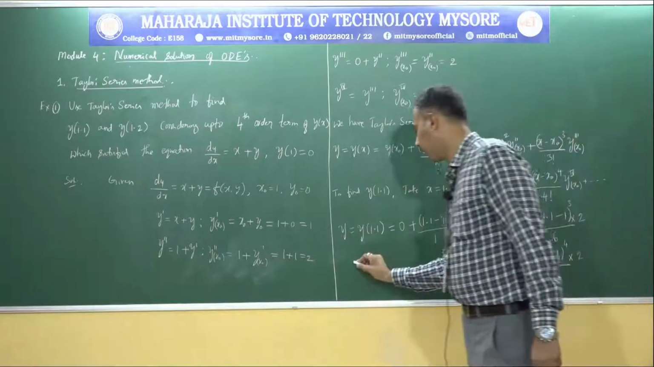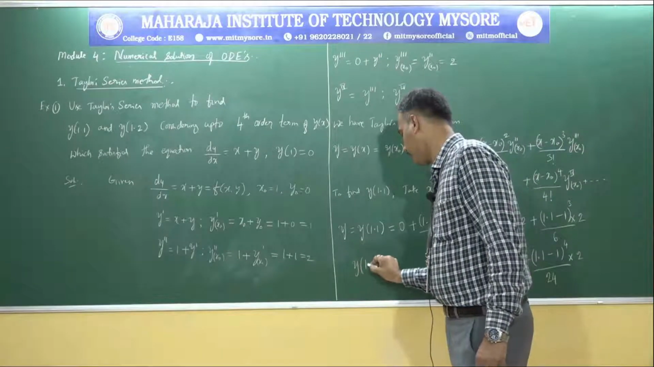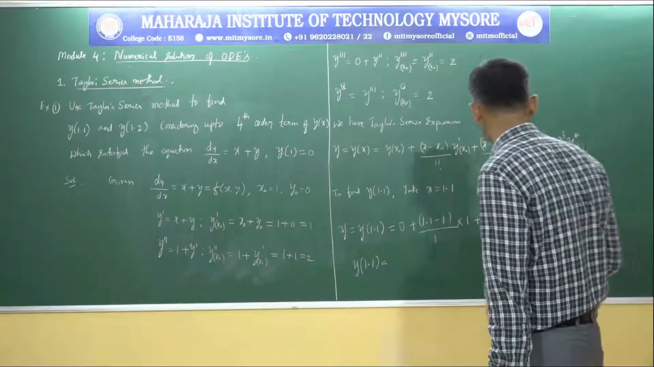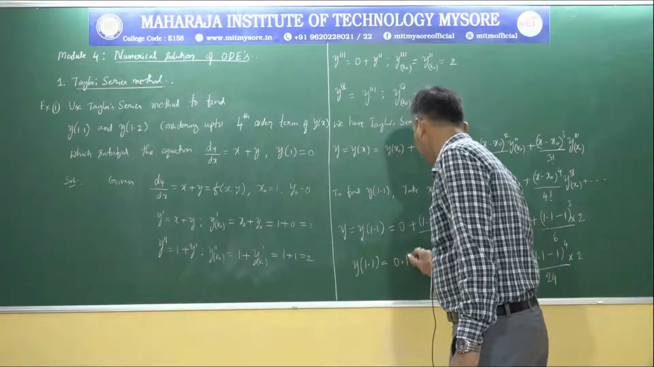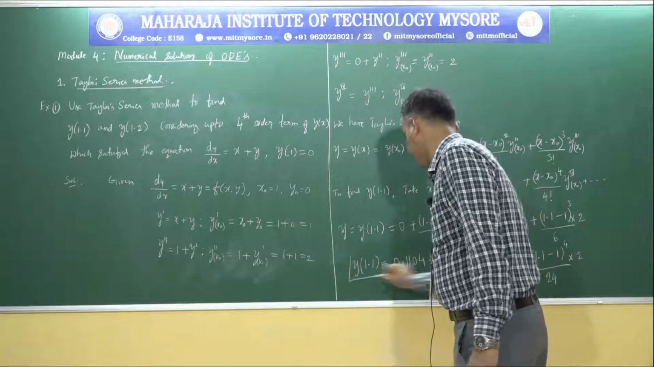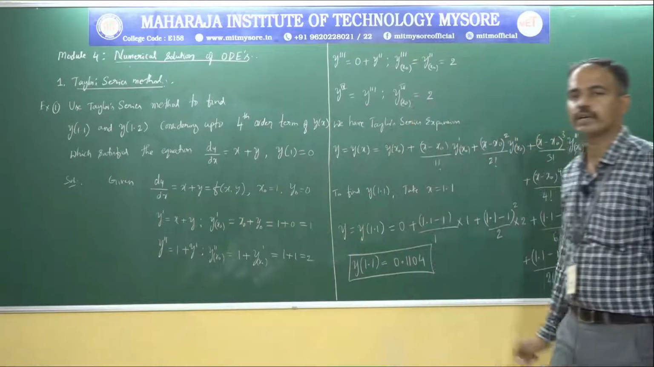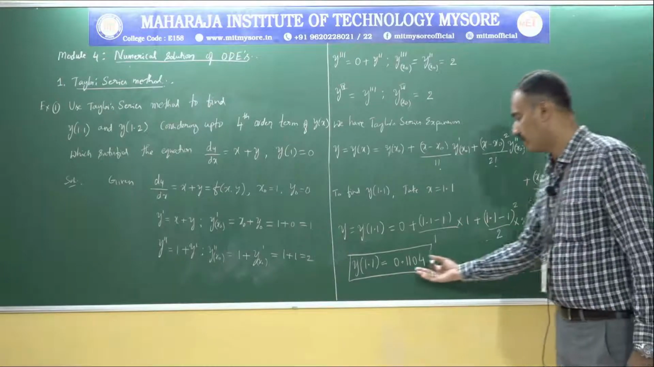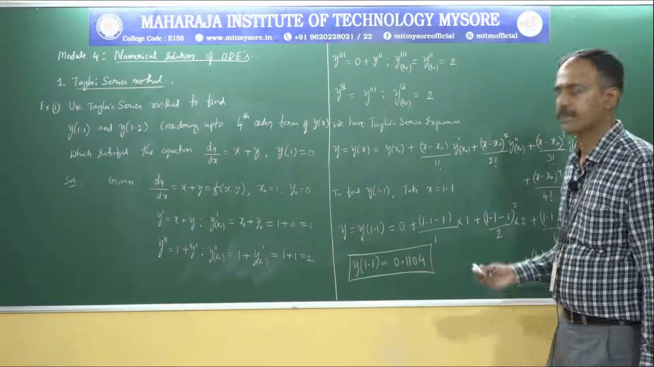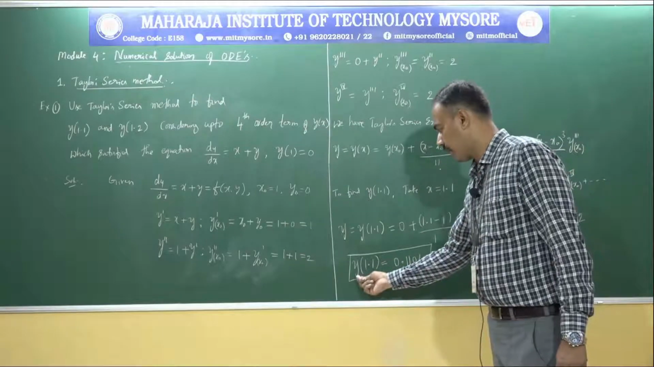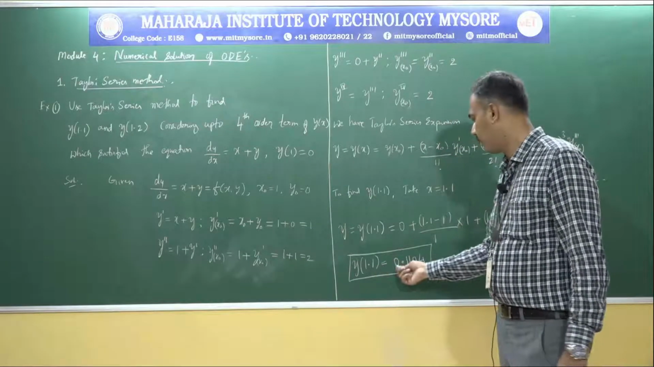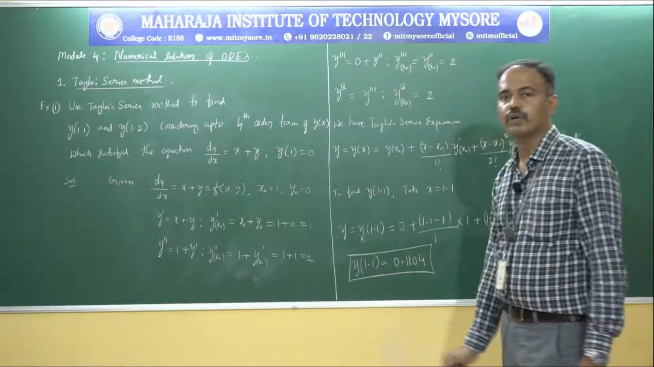Using a calculator, we can find y of 1.1 is equal to 0.1104. Now we simplify and get the answer. We can estimate y at the particular point 1.1, and we obtain 0.1104 here.